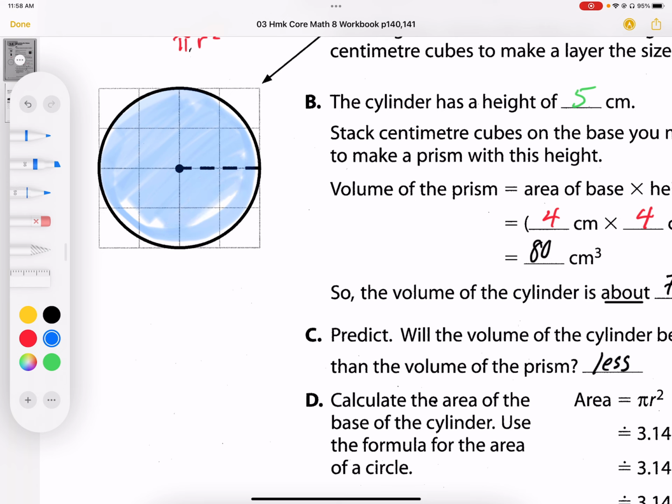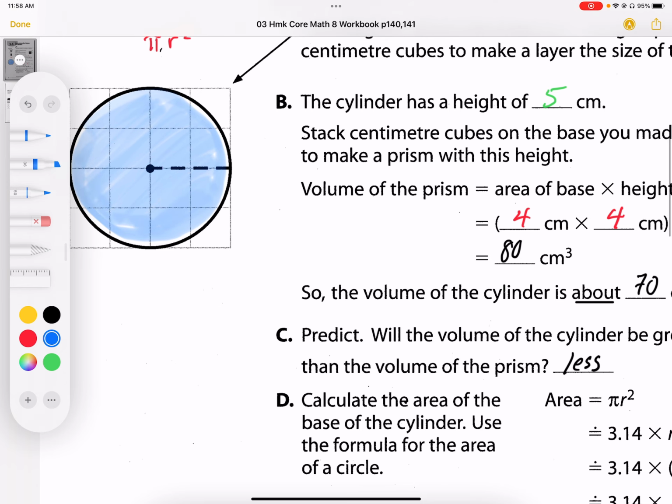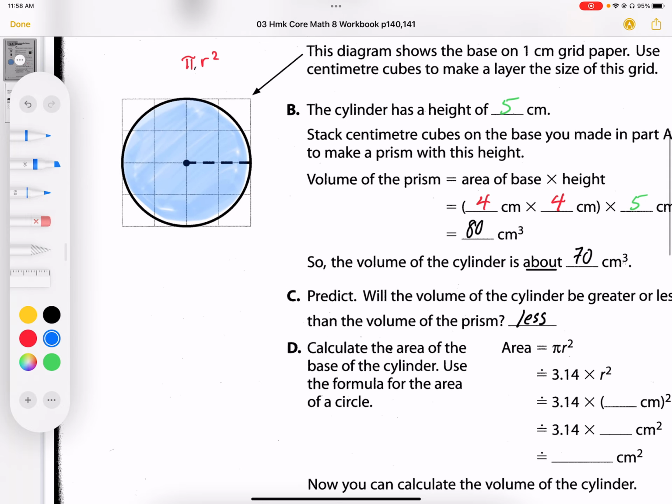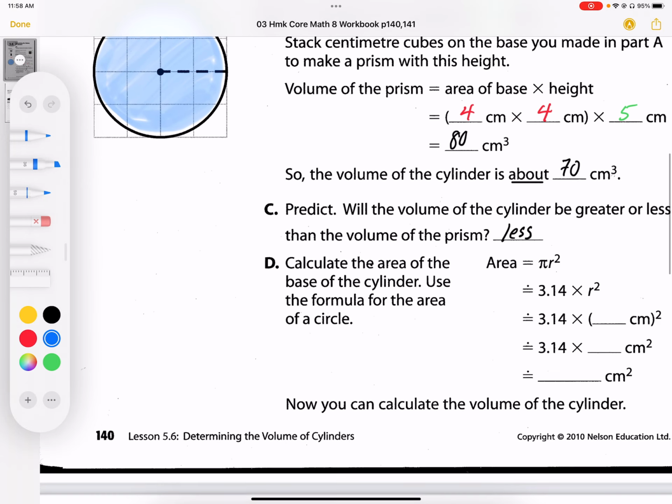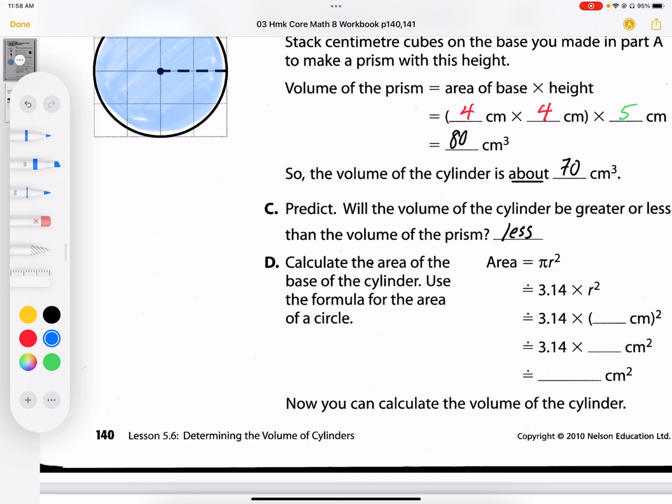So we know that the square base is going to give us a volume of 80, so we know that our cylinder should be less. So we're going to calculate the area of the circle, pi r squared. The area of the circle is going to be pi times 2 squared. So 2 squared is 4, so pi times 4. Here they're using 3.14, but feel free to use the pi button on your calculator. I'm getting 12.57.